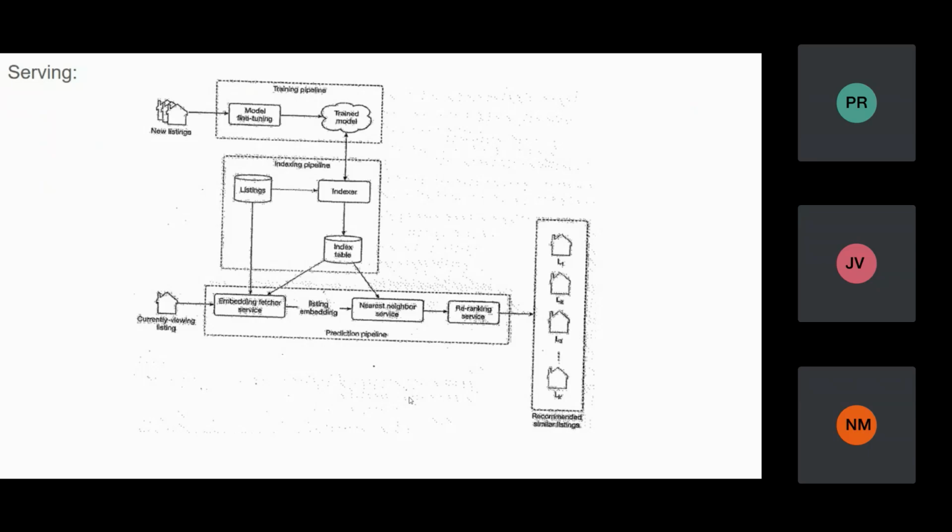Then we have a re-ranking service, which modifies the list by applying filters used by the user. So let's say there is a price filter being used. All the listings that are above the price mentioned by the user will be removed. Similarly, the listings of cities other than the one currently being viewed can be removed before being displayed to the user. After applying all these kinds of logic, we get the final list of recommendations by the platform based on the listing currently being viewed by the user.